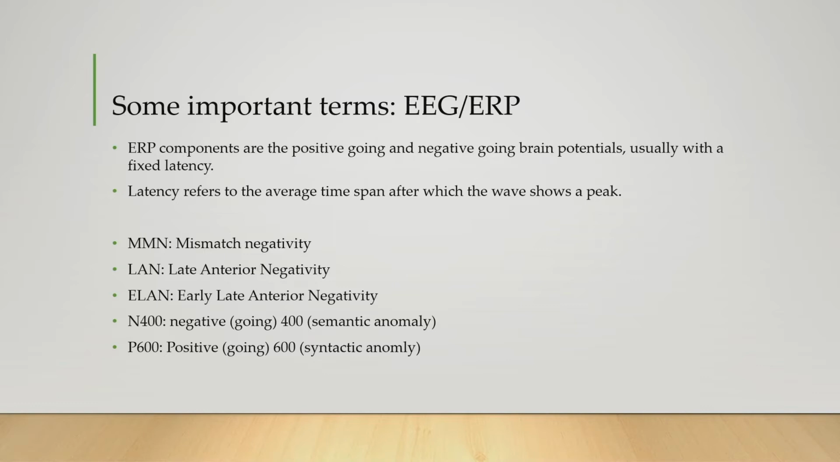As we have seen already, ERP components are the positive going and negative going brain potentials, usually with a fixed latency. Now, latency here refers to the average time span in milliseconds after which the wave shows a peak. So, P600, as I said, is at 600 milliseconds. It is the positive going wave, N400 on the other hand is a negative going wave. These are some of the important ERP components that are typically used. MMN is mismatch negativity, LAN is late anterior negativity, ELAN is early LAN, and N400 and P600 we have already seen.